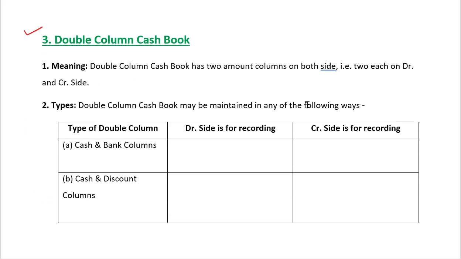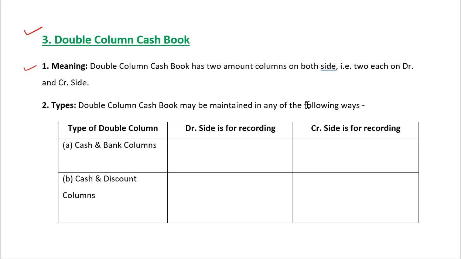Let's continue with the next concept, and that talks about double column cash book. So there would be two columns as I shared with you. On both the side, we have bank column, cash column, and we have, or we could have, cash column and discount column. Let's continue.